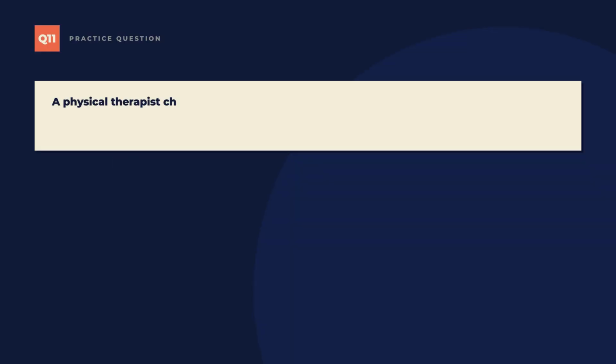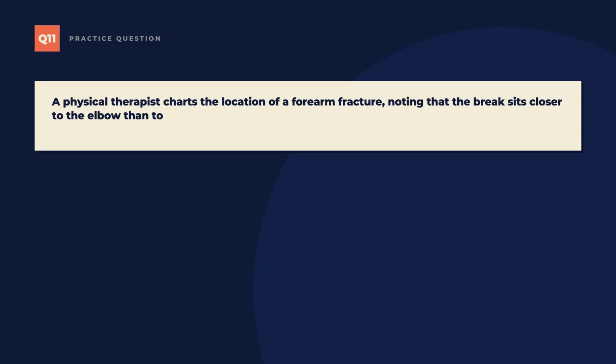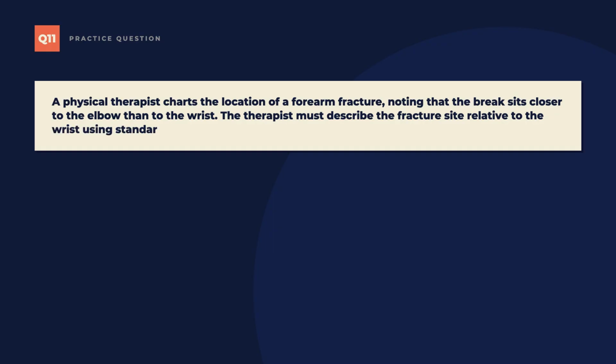Question 11. A physical therapist charts the location of a forearm fracture, noting that the break sits closer to the elbow than to the wrist. The therapist must describe the fracture site relative to the wrist using standard anatomical language. Which directional term is correct?